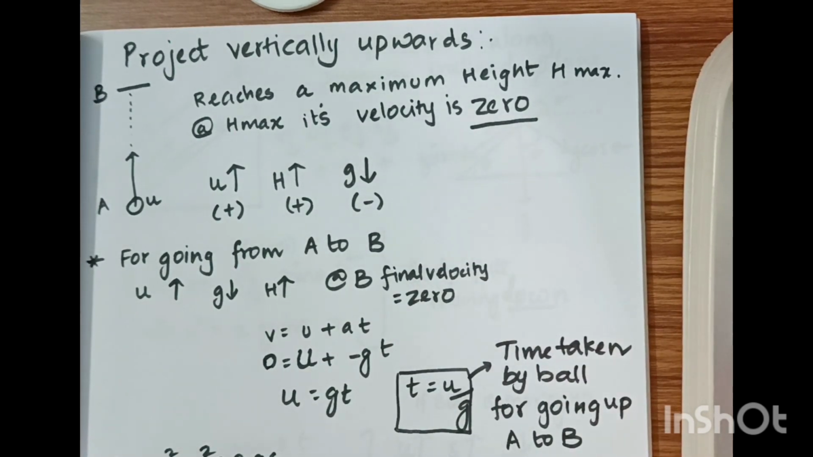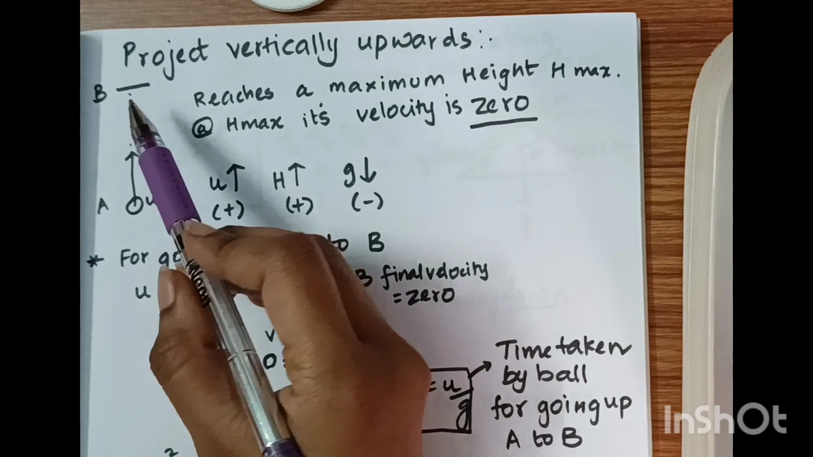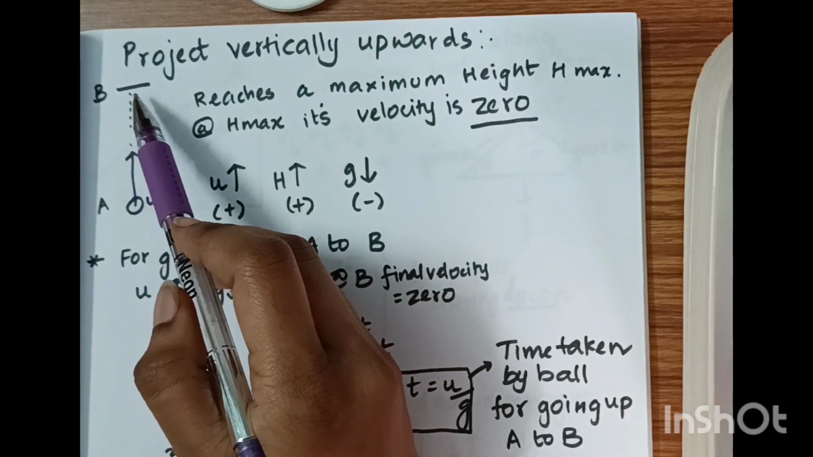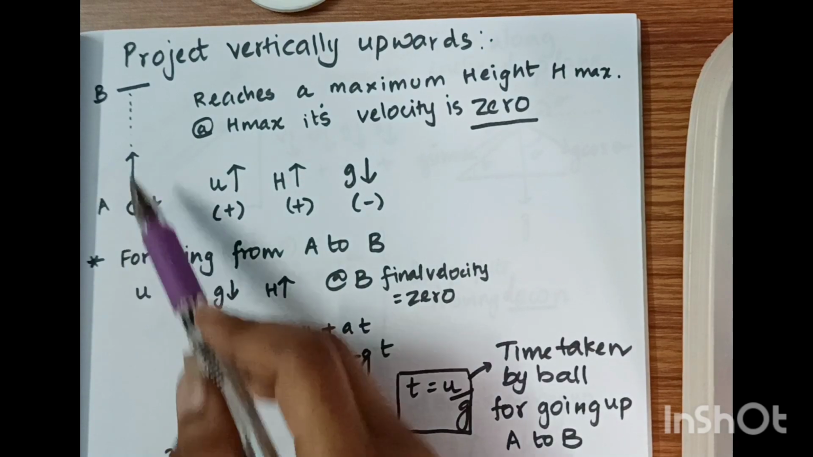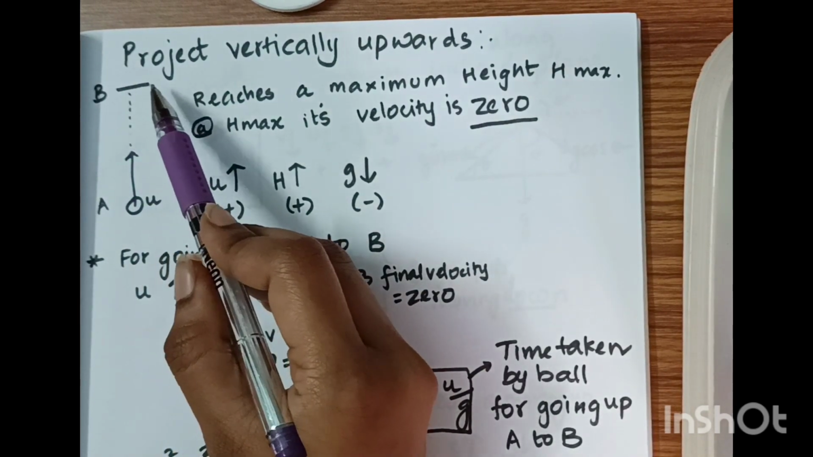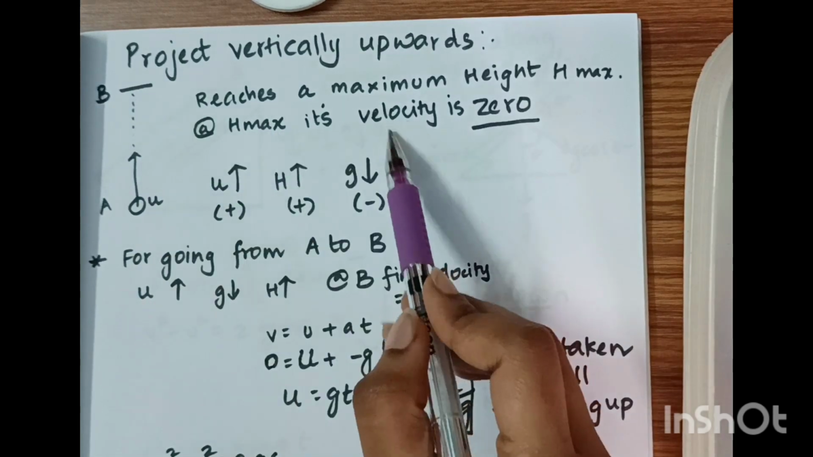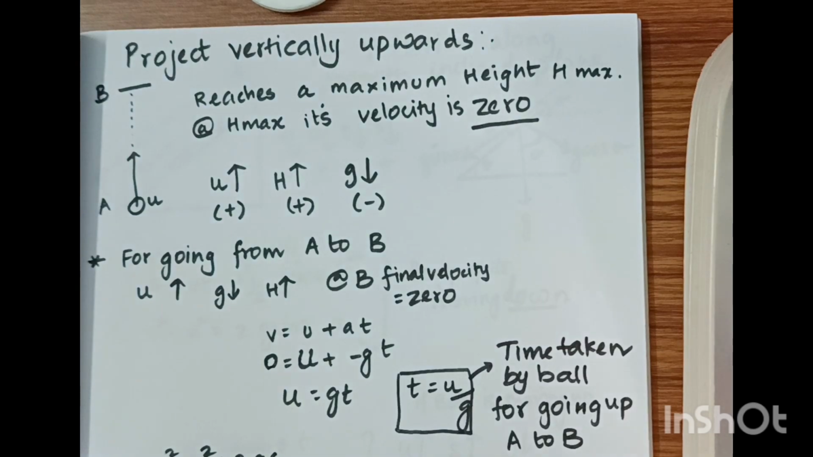Let us see some more about the body projected vertically upwards. When we are projecting a body vertically upwards, it goes to a certain height and temporarily stops there, then it falls down. So when it reaches its maximum height, its velocity is temporarily 0. This is the first point we have to note.